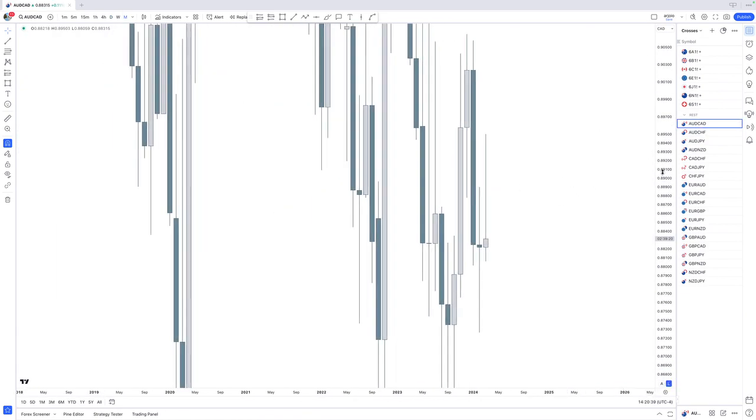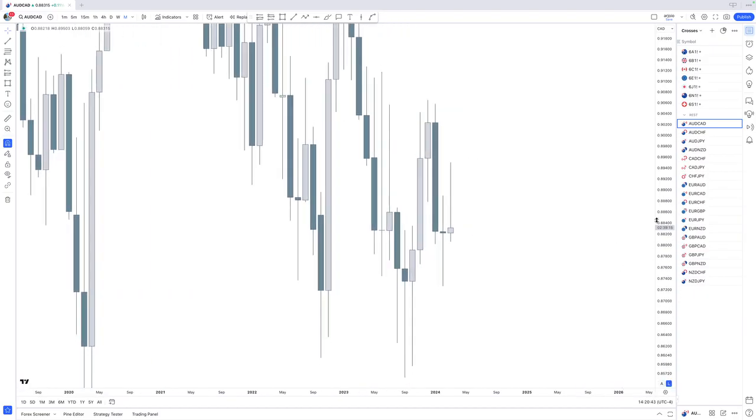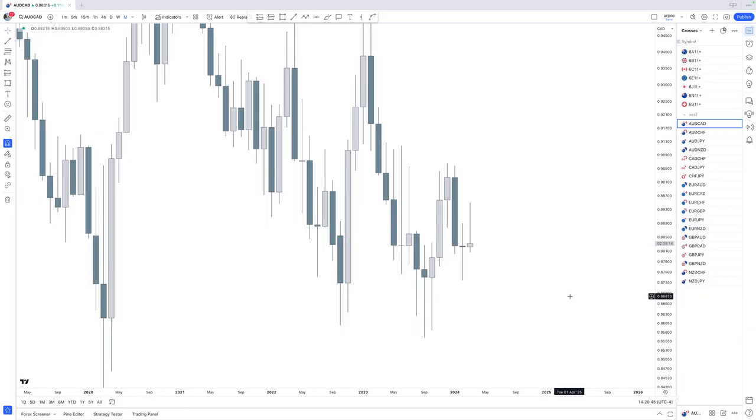Now with the crosses, be more picky, even more picky than you are on Forex majors. And the reason I mention that is because the crosses can sometimes consolidate a little bit longer than the overall Forex majors. And the reason for that is because they just have less volatility. So be even more picky about your price action right here in the crosses.